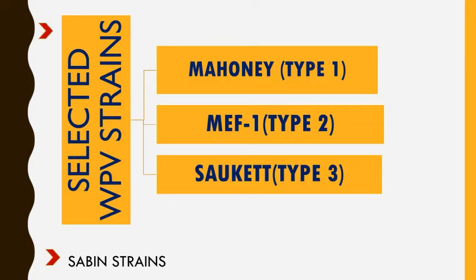Nowadays, IPV is made from selected wild poliovirus strains or Sabin strains. If made from selected wild poliovirus strains, they are composed of the Mahoney strain, that is the type 1 strain, MEF-1, that is the type 2 strain, and Saukett, that is the type 3 strain.